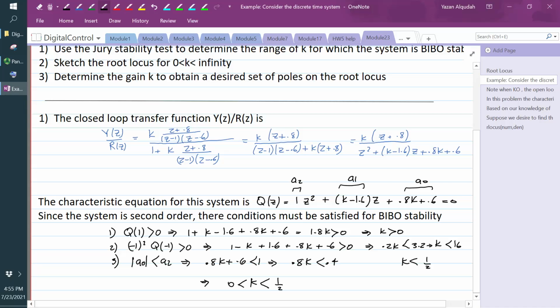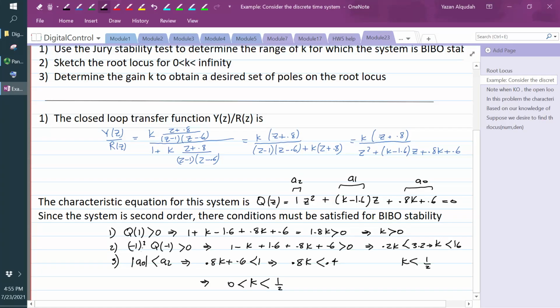Now, since this is a second order system, we need to have q of 1 greater than 0, negative 1 to the power of 2 times q of negative 1 greater than 0, and this 2 comes from the order of the polynomial, since it's second order. And then we want the magnitude of a0 to be less than a2. So if we plug in the value for q of 1, we get 1 plus k minus 1.6 plus 0.8 plus 0.6, which equals 1.8 multiplied by k. We want this to be greater than 0, therefore k has to be greater than 0.